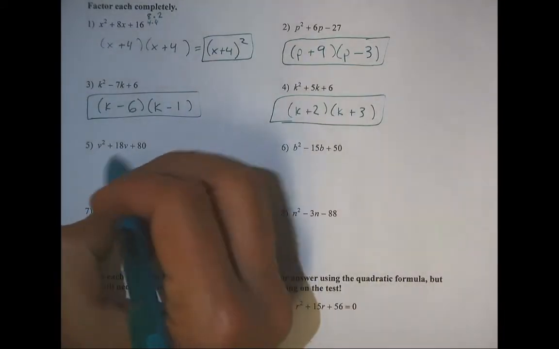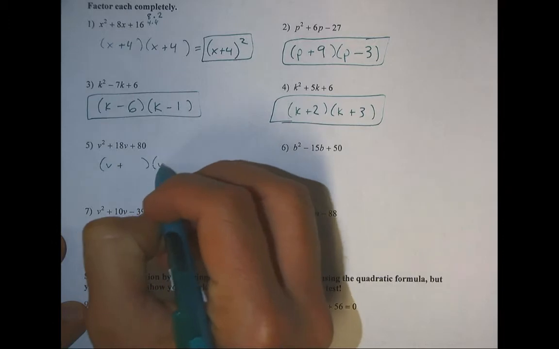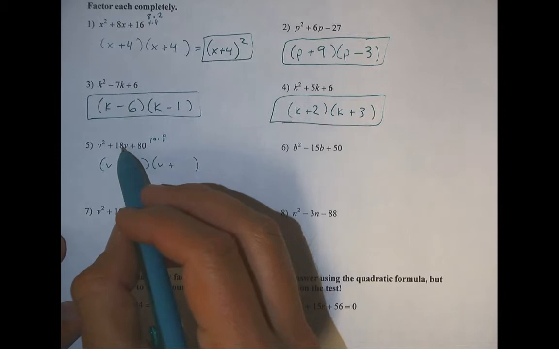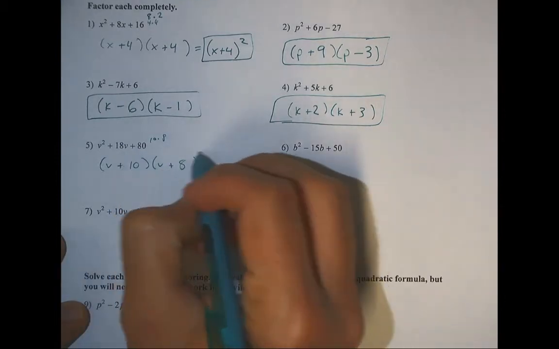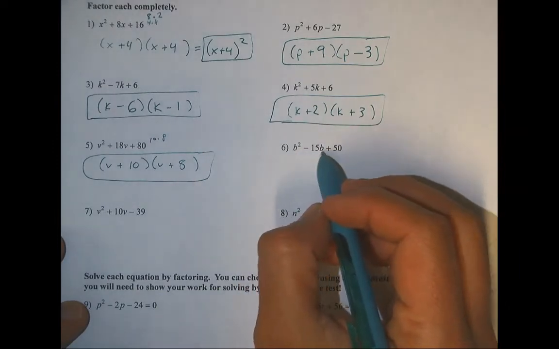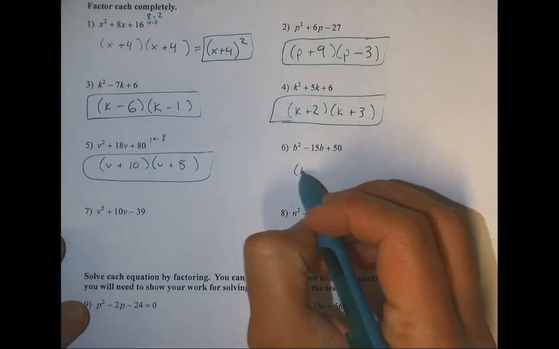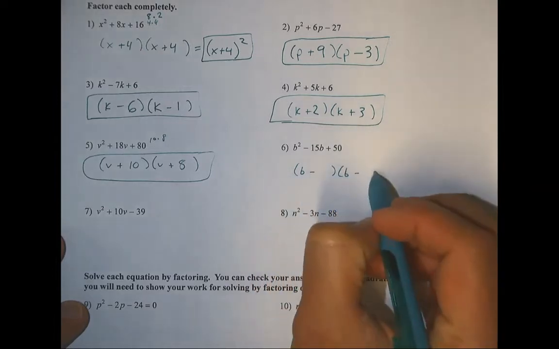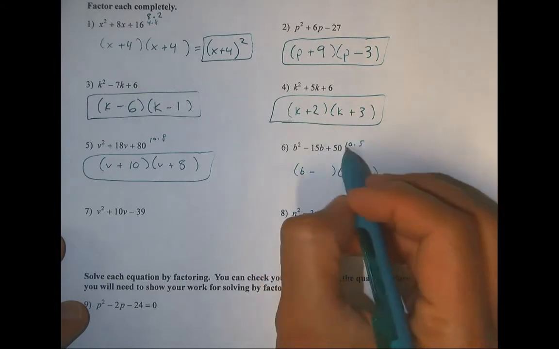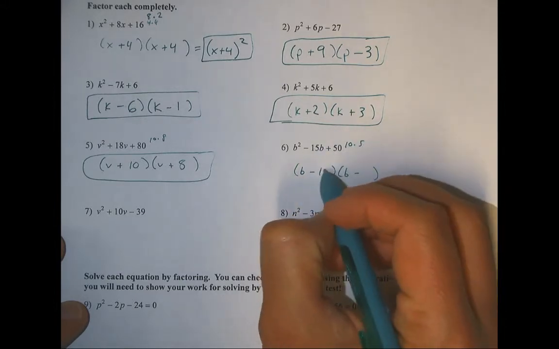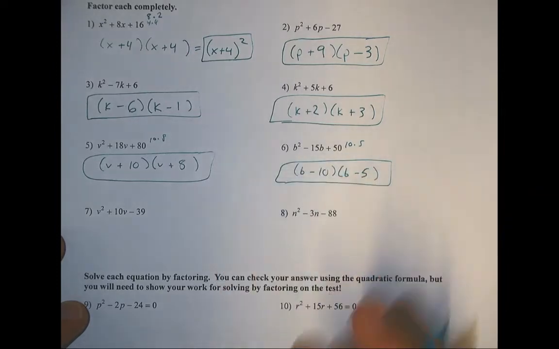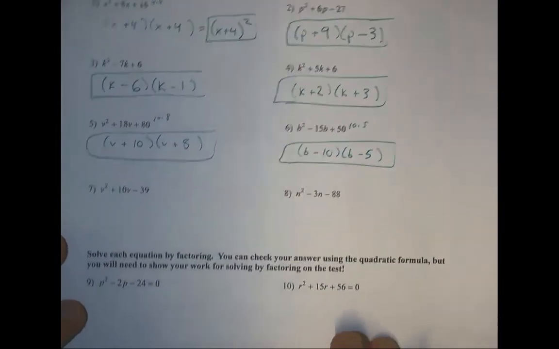Number 5, again, 2 plus signs. So it's v plus, v plus. 80, I'm thinking 10 times 8. And sure enough, they will add up to 18. So that's perfect. 6, multiplying to a positive, but adding to a negative. That's 2 negatives. And 50, I think 25 and 2 or 10 times 5. And since they have to add up to 15, 10 and 5 is going to be the right one. Both negative, multiplying to a positive, adding to negative 15.